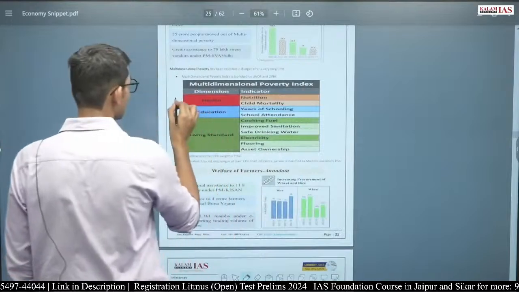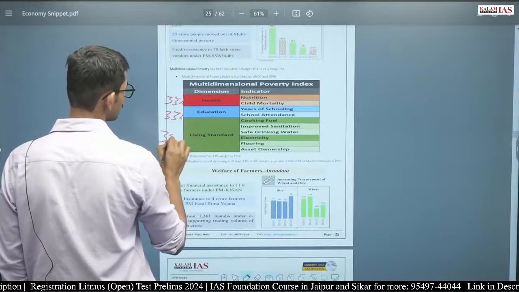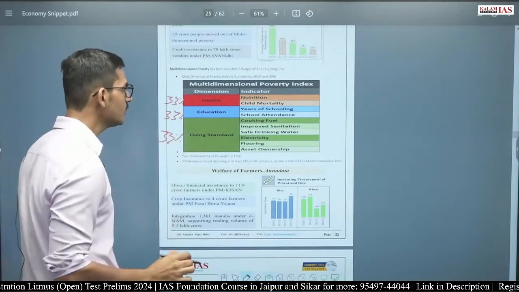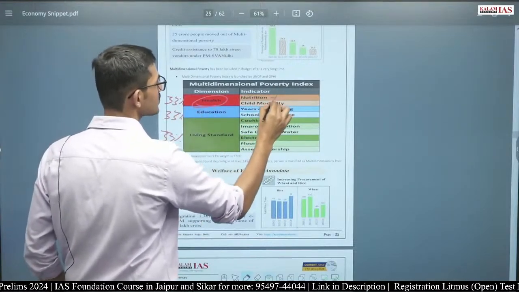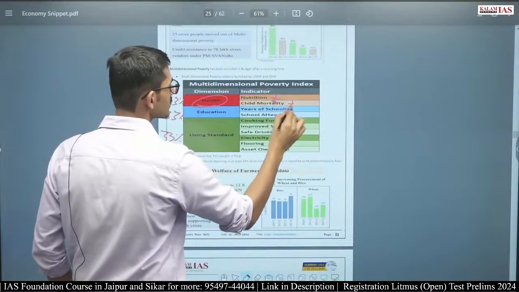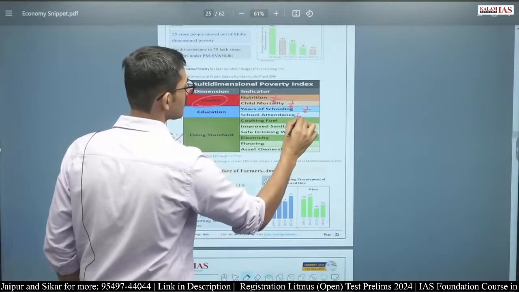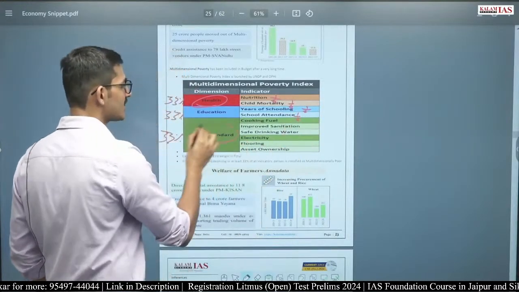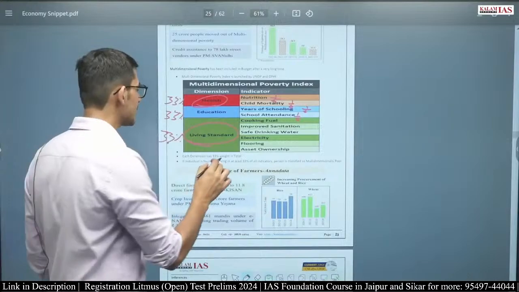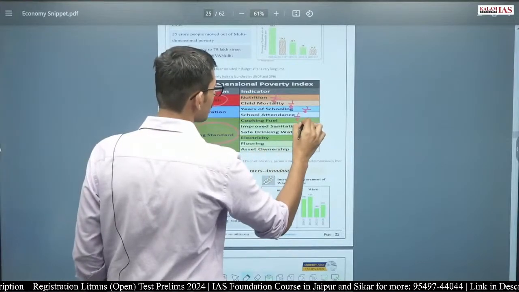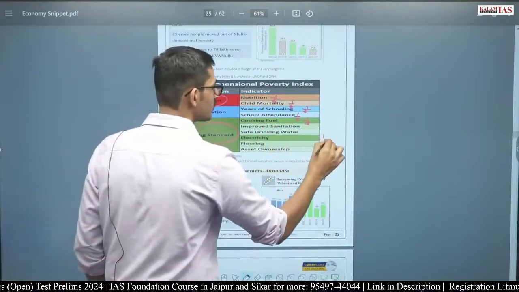All these 3 have 33% weightage, or 1/3. Now in health, these 2 will have equal weightage. Out of 1/3, nutrition will have 1/6, child mortality will have 1/6. Years of schooling, out of education there are 2, so this is 1/6, this is also 1/6. But in living standard there are 6 indicators, and each indicator will have a weightage of 1/18.